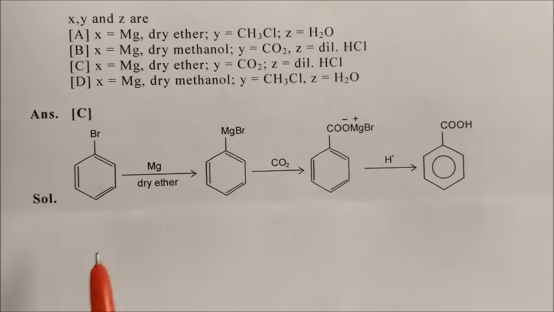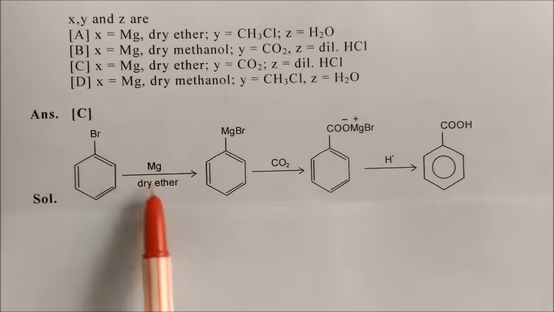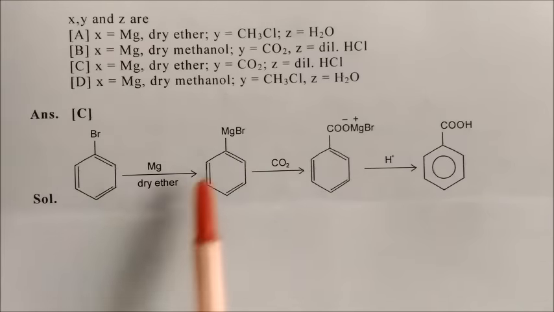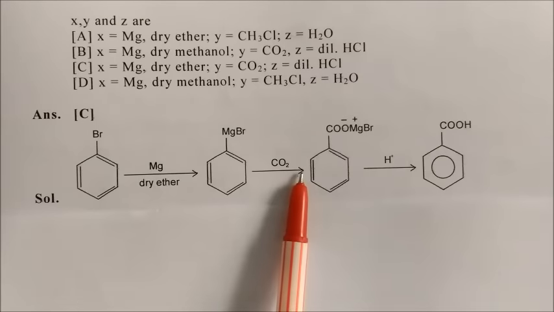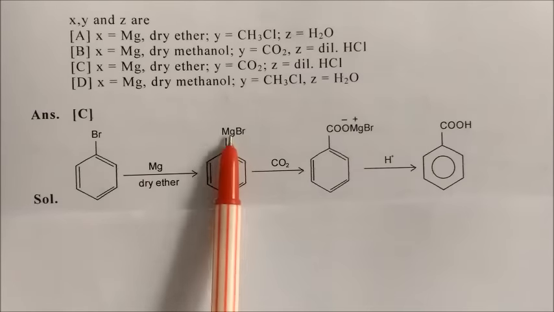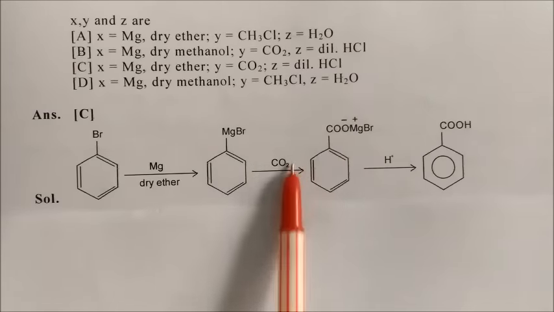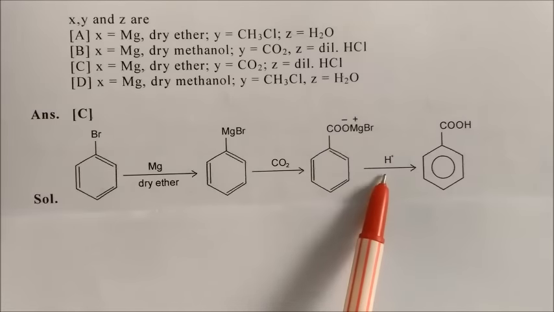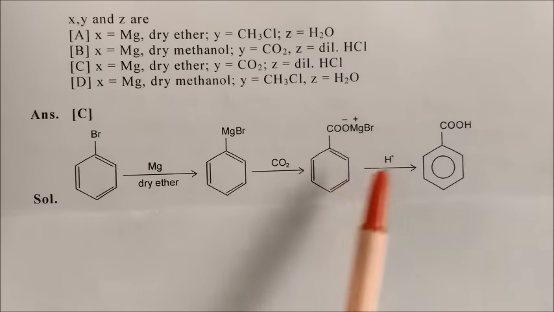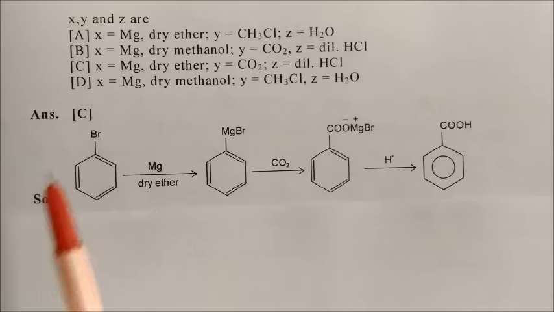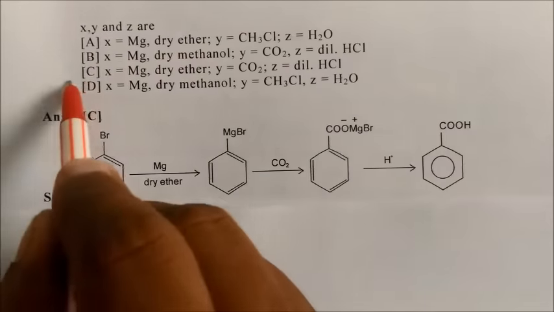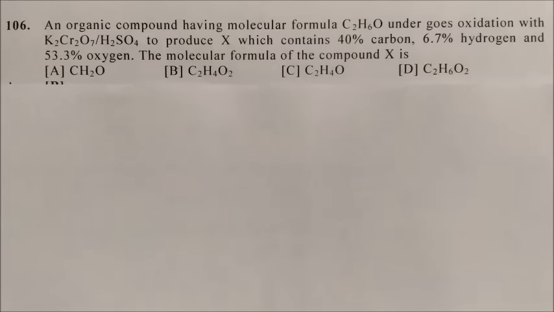So if you see, this is a bromobenzene. If you use magnesium ether, it becomes a Grignard reagent, and if you use carbon dioxide, it will attack on the carbon dioxide, so it will form this compound. And again, if you give acidic hydrolysis, it will give benzoic acid. So for this we have option C. So C is our correct answer.